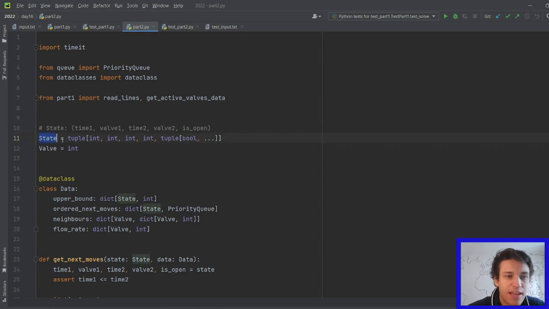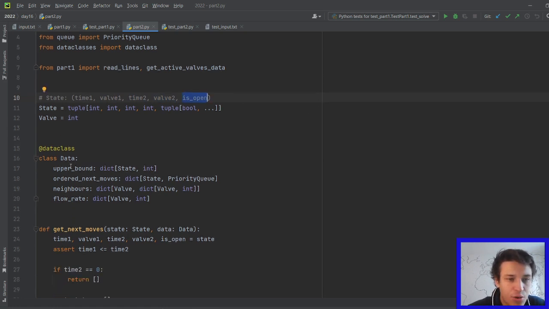So in this case, a state will be a bit bigger, with a bit more elements. For the first person we have the time and the corresponding valve. And for the second person, we have as well the time that's left and the current valve. And then again, we keep track of which valves are open. Again, we want to store all the data.